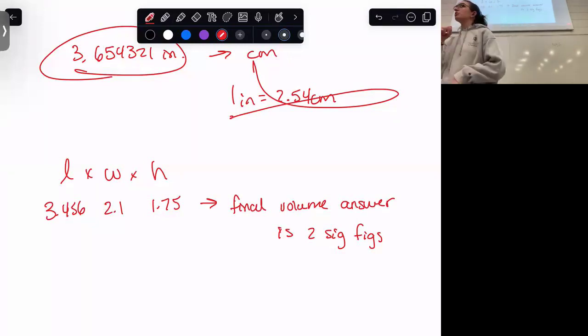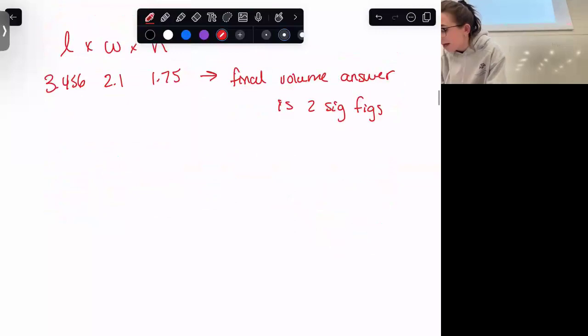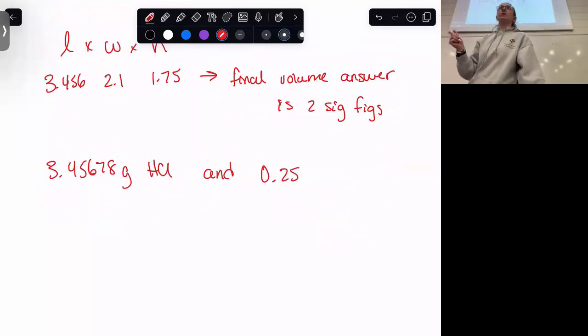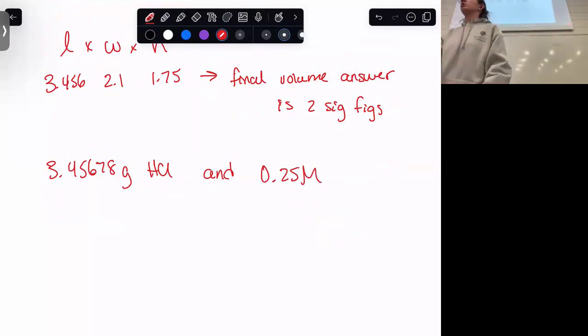Same thing for our molarity question. If I gave you that we had 3.4567 grams of HCl and a molarity of 0.25, what one are we going to follow for our sig figs? We're going to follow the 0.25. So it doesn't matter what you do in between, you're going to end up with 2 sig figs in your final answer.